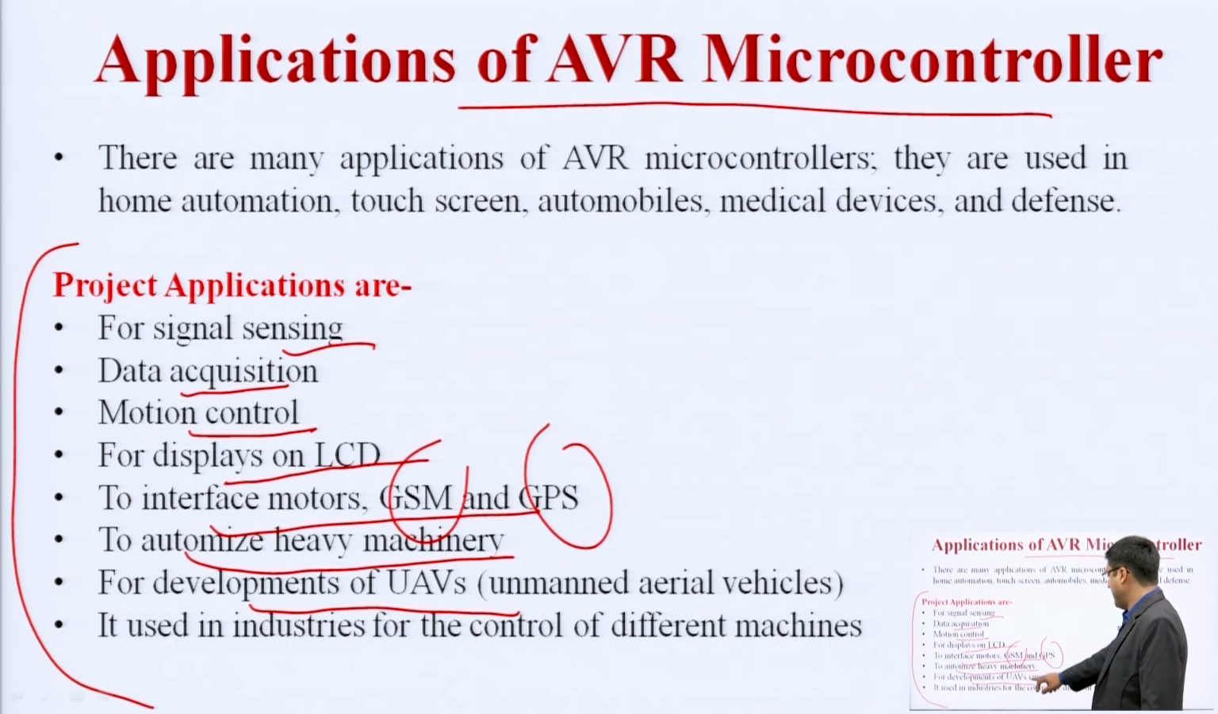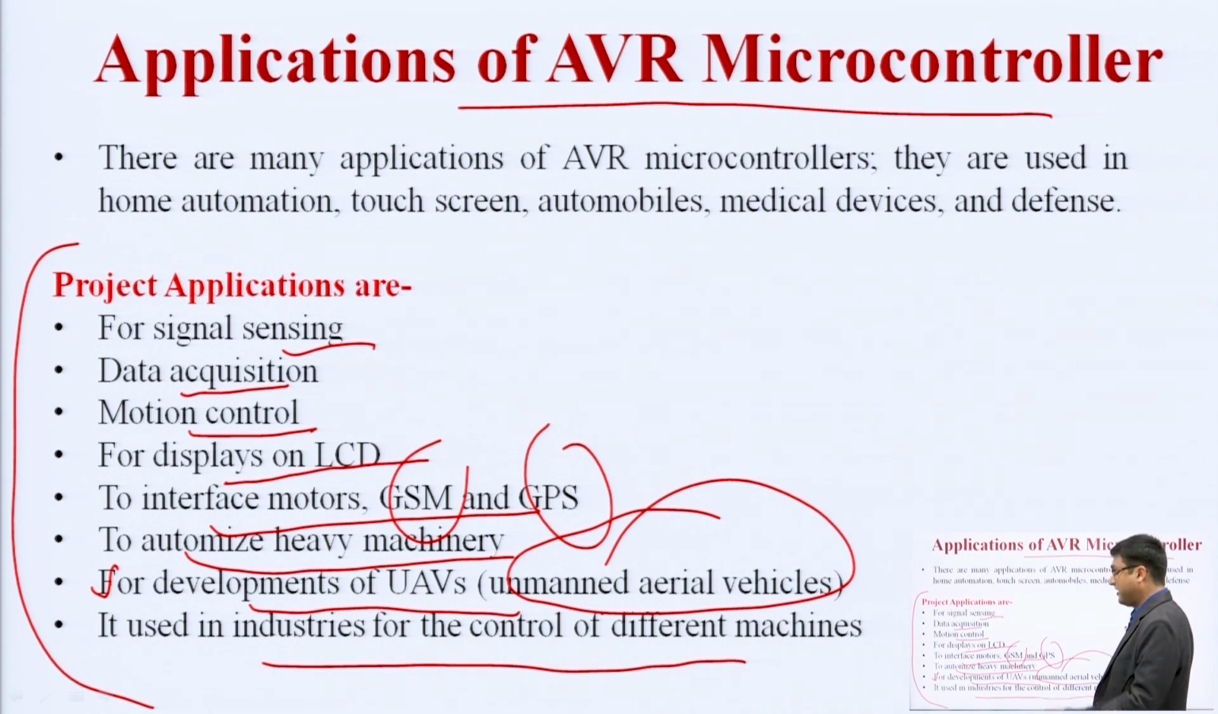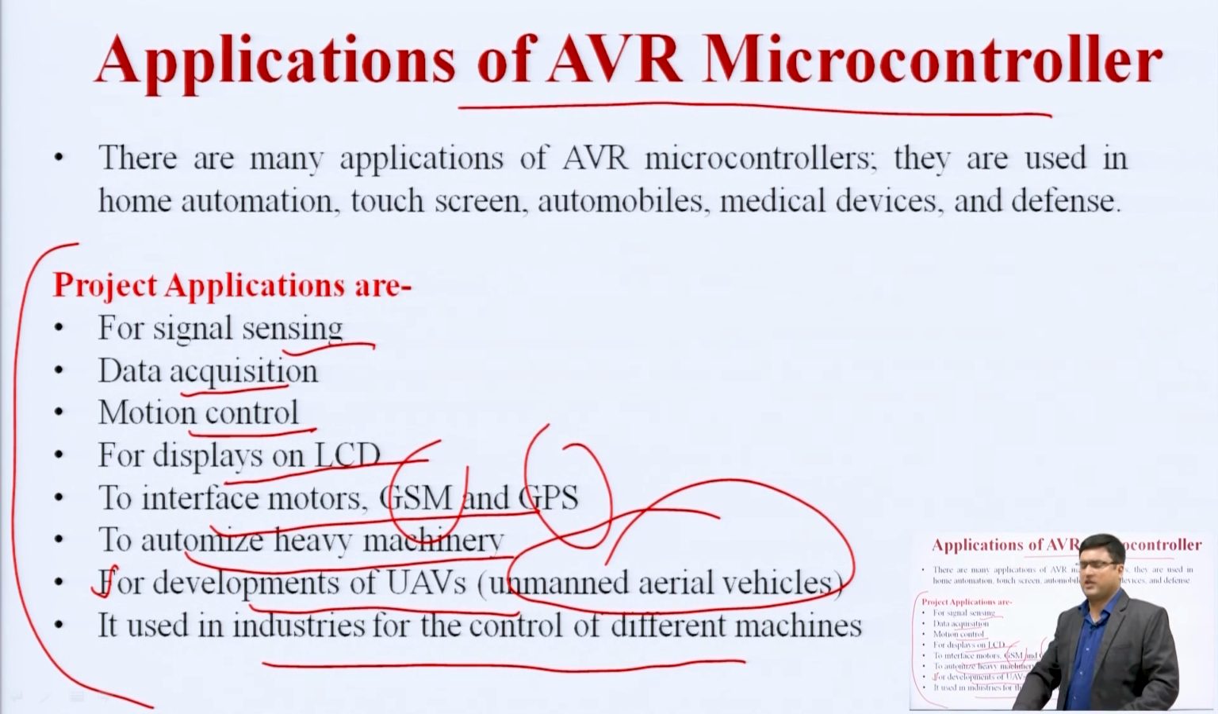For development of unmanned aerial vehicles, one of the major applications of robotics, and in irrigation control, we are using AVR microcontrollers. It is used in industries for different types of machines. So there are a lot of applications available of AVR microcontrollers.